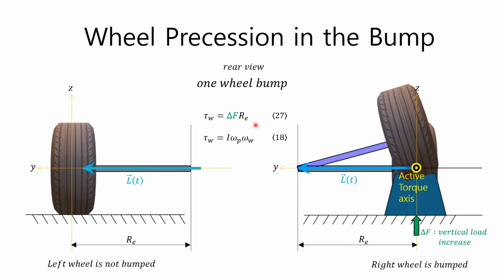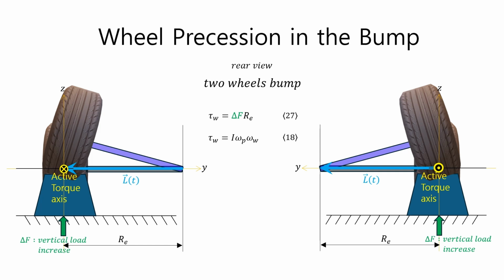The axis of this torque is in the negative x-axis direction, and it is the direction coming out of the screen. This torque can also be expressed using equation 18, which was obtained previously, using the mass moment of inertia of the rotating part, the precession angular velocity, and the wheel angular velocity. Since the endpoint of the angular momentum arrow always rotates toward the endpoint of the torque arrow, the right wheel performs a precession movement to rotate to the left. Therefore, bump steer occurs, and the direction of bump steer is a left turn.